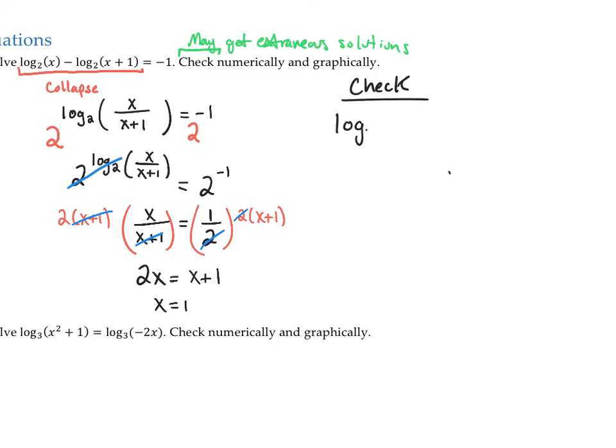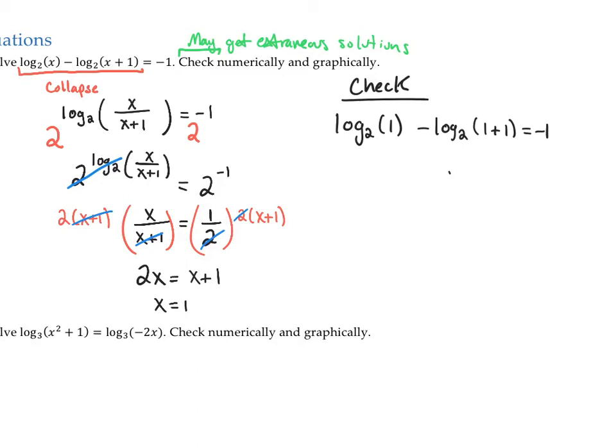So I'm going to put x equals 1 into my equation, and when I do my check, I want to avoid doing anything I did in the solving step. So I am not going to combine these logarithms into a single logarithm. I am simply going to evaluate each one on its own.